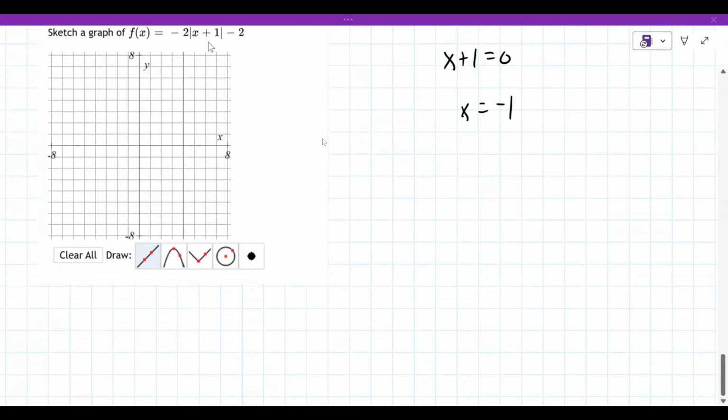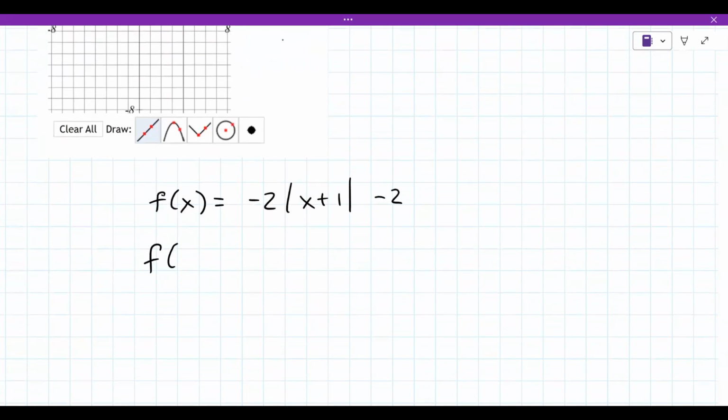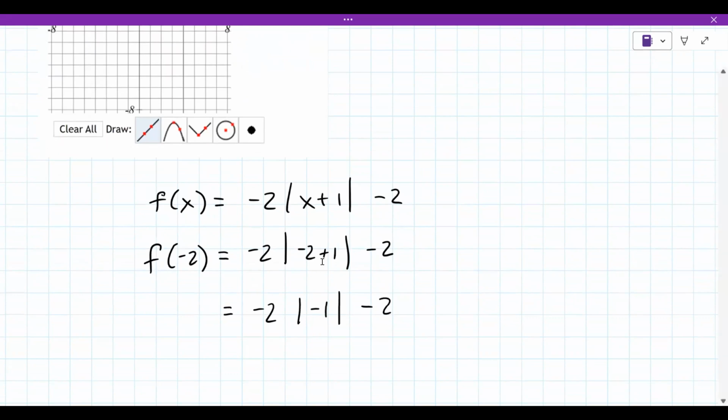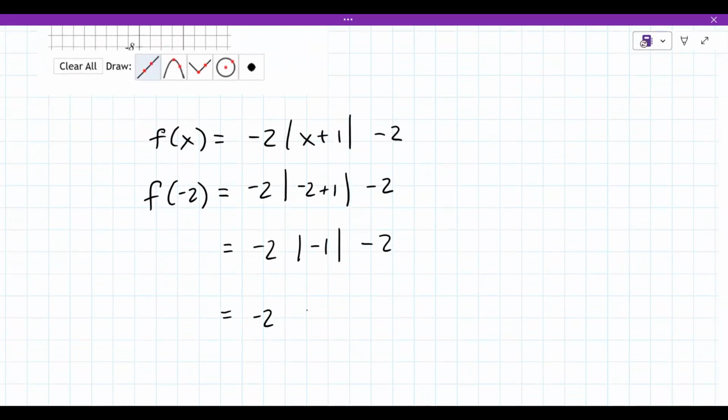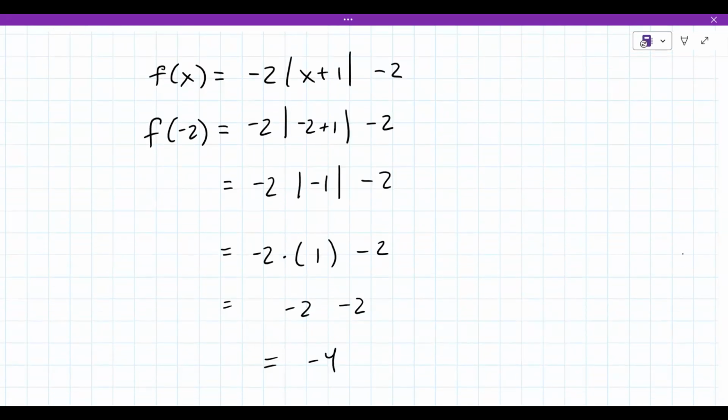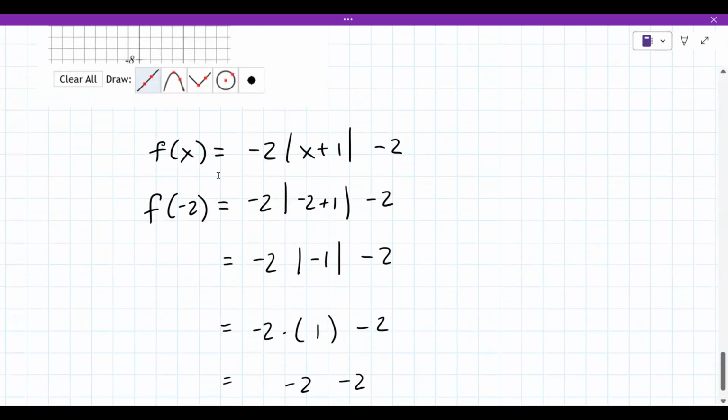All right, so if you see my screen here, the function, I'll just rewrite it here: -2 absolute value of x plus 1, -2. You're saying all the right things. Let's just try -2 here. -2 absolute value, -2 plus 1, -2. So you evaluate what's inside the absolute value first, and you don't want to do more than one thing at a time, so just do one step here. Absolute value of -1 is 1. Once you take the absolute value, you can drop it. You're just multiplying now. -2 times 1 is -2, -2 is -4. So my coordinate would be -1, -4.